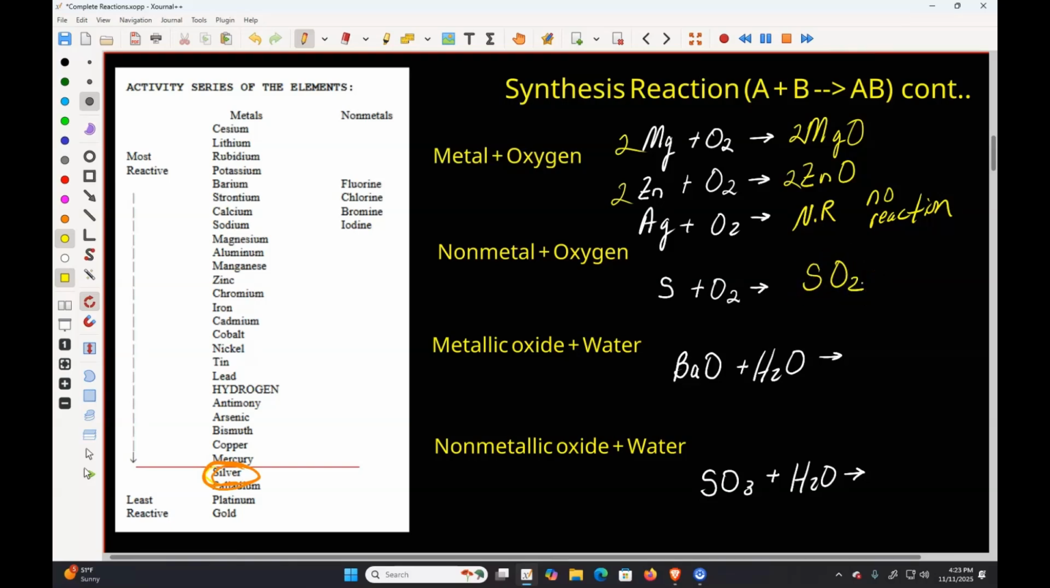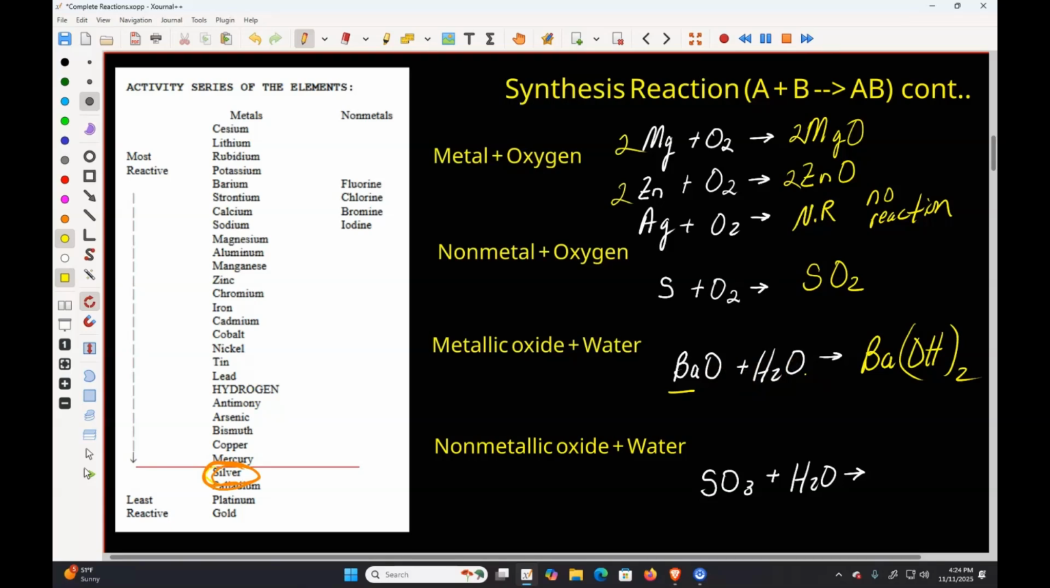Metallic oxides plus water will produce a metallic hydroxide, so the metal is barium. So it's going to be barium hydroxide. So I have 1 barium, 2 hydrogens, 2 hydrogens, 2 oxygens, 2 oxygens. It's balanced.